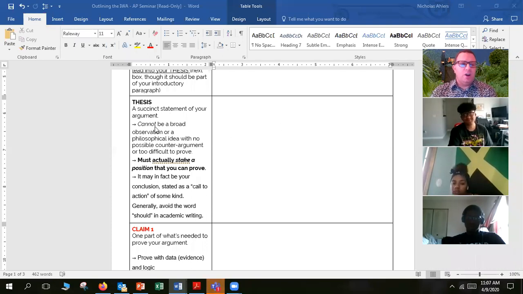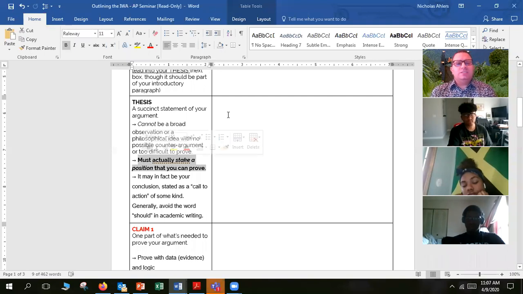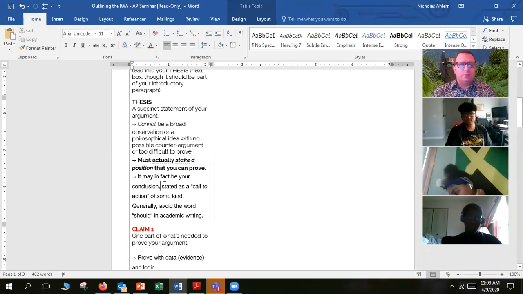And then there's even a whole separate box for your thesis here, where we look at what the criteria are for the thesis. It has to be succinct, but it can't be overly broad or too philosophical. It can't be something that's too hard to prove. And very important, if you want to earn any points for the thesis, is this one that I put in bold: you must actually stake or take a position that can be proven. Your thesis can't be so philosophical that we couldn't ultimately prove or disprove it.